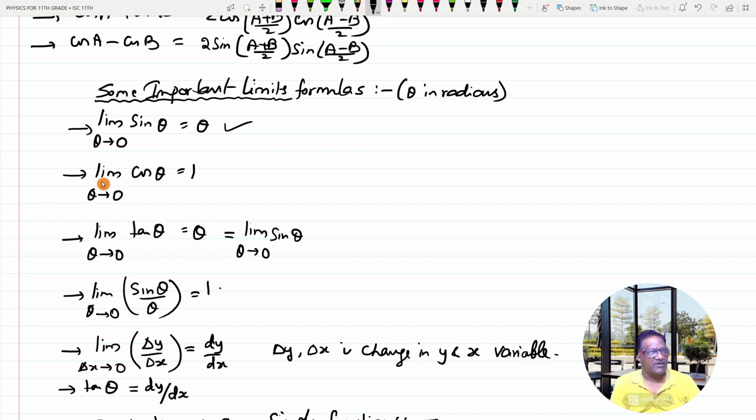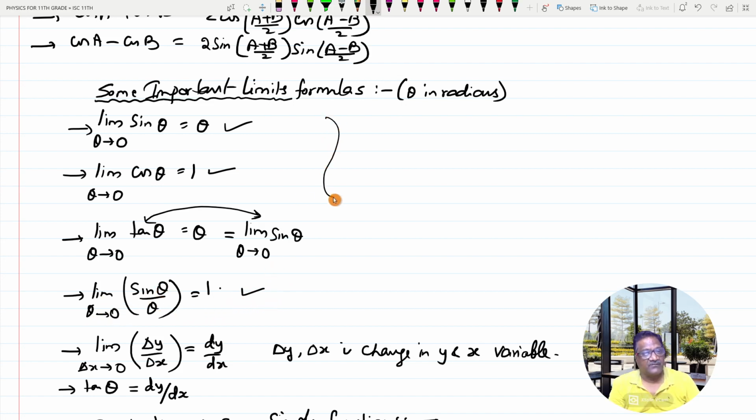In the same way, the limit as theta tends to 0 of cos theta is always equal to 1. Then the third one: the limit as theta tends to 0 of tan theta is equal to theta. Because this is also theta, this is also theta, you can say that the limit of tan theta as theta tends to 0 is equal to the limit of sine theta as theta tends to 0. Then one more important formula in limits: the limit as theta tends to 0 of sine theta upon theta is equal to 1.